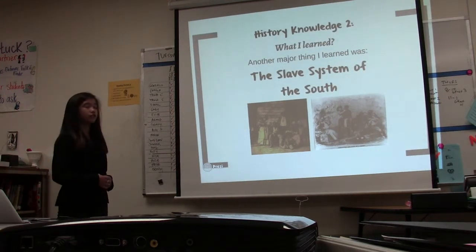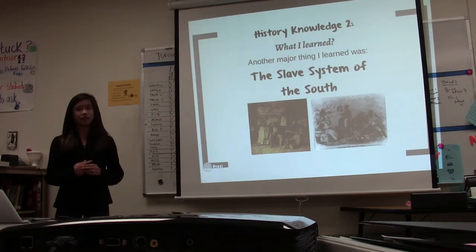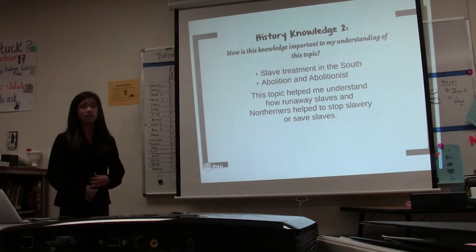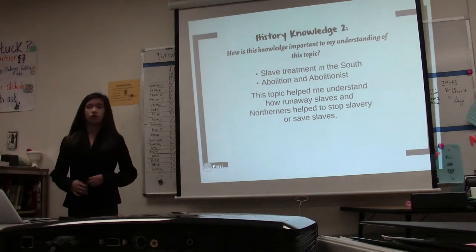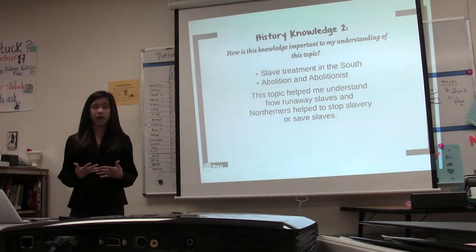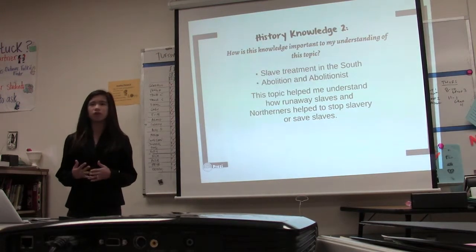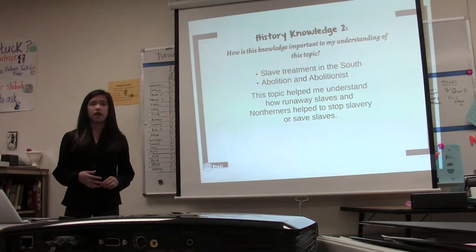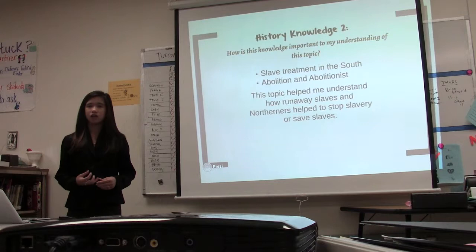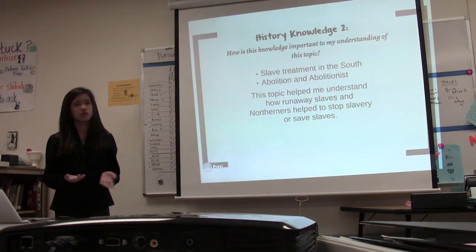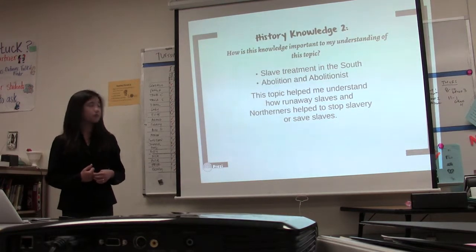What did I learn? History knowledge number 2 is the slave system of the South. What is the slave system of the South? It helped me understand abolitionists, how abolition happened, and also the treatment of slaves by Southerners. I learned that slaves were whipped and lashed without appropriate reason, or sometimes when their mistresses or masters just thought that they did something wrong.